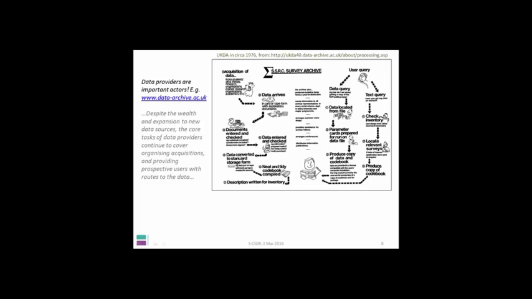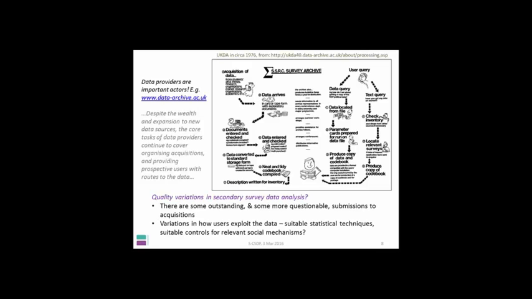And the point is that in secondary survey data analysis, the data providers, the people that archive the data and distribute it to others, have a very important role. In the UK, I would say we've been very lucky in that we've had high quality data providers working on the processing and distribution of secondary survey resources for a long time. And that means in the UK in particular, we now are in a situation where we're very wealthy, very well off for secondary survey data resources.